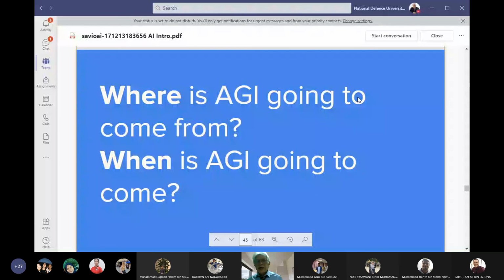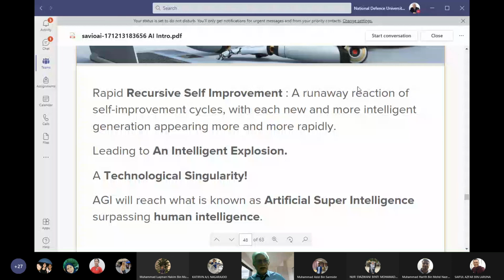Okay, greater, higher than that, what's next? You imagine if a computer already achieved artificial general intelligence and can also learn by itself recursively, okay? Recursive self-improvement, you read your information, your knowledge increases, and then you become more intelligent, then you reach an intelligence explosion, not a data explosion, but a technological thing.